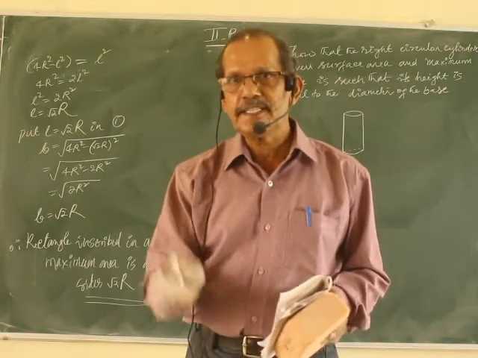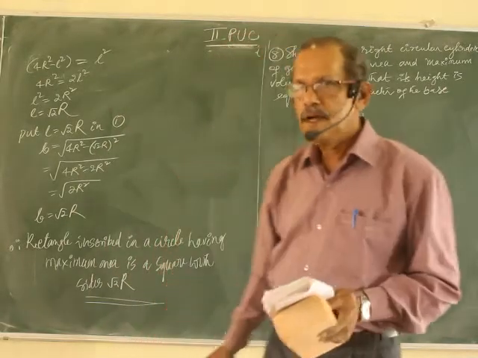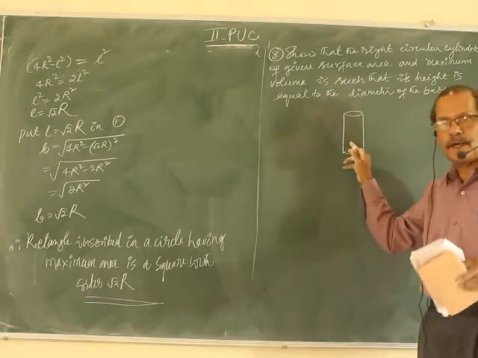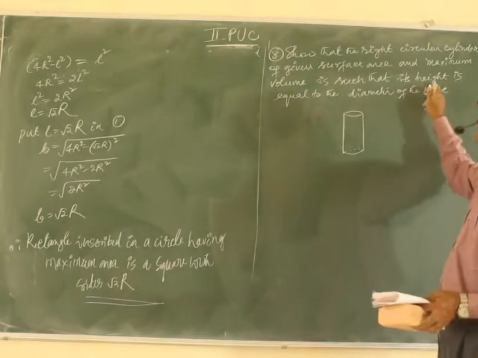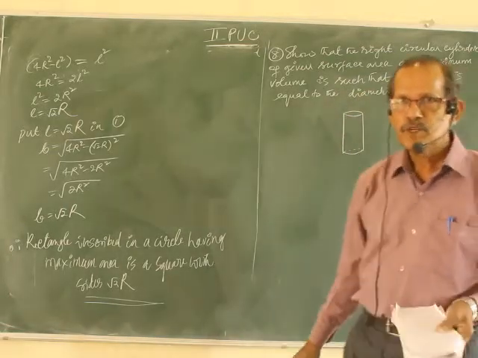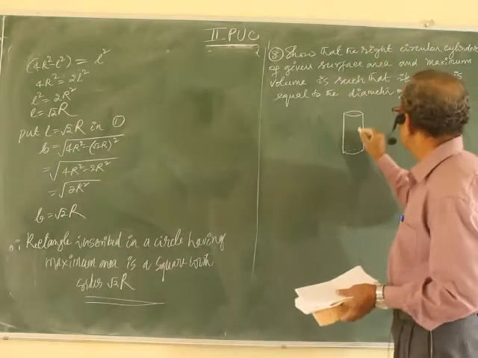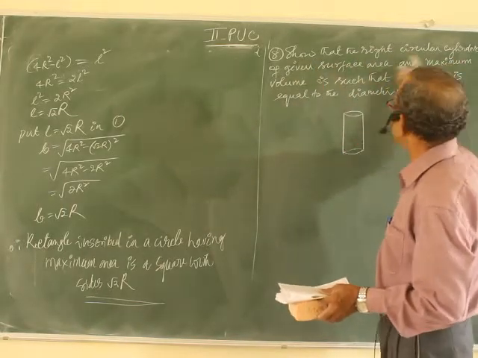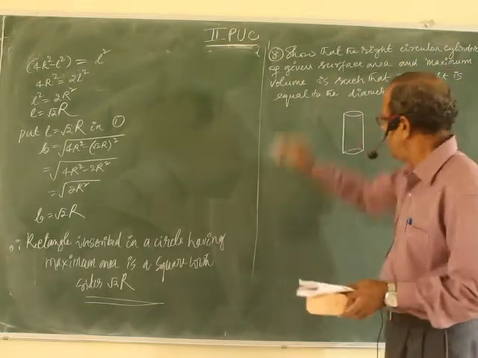Given surface area constant, in order to construct a box or cylindrical box having maximum volume, the height of the box and the diameter must be equal. Okay, let us start this. Show that the right circular cylinder in a given surface area.